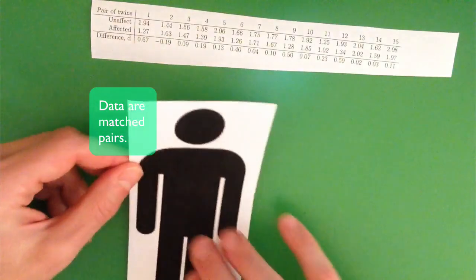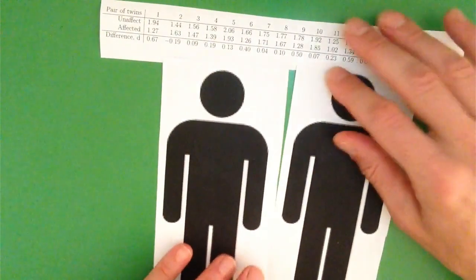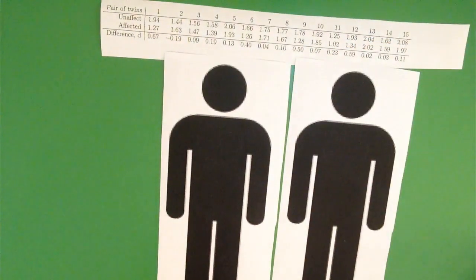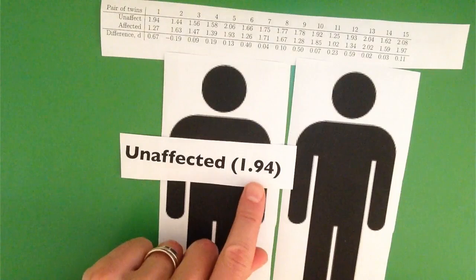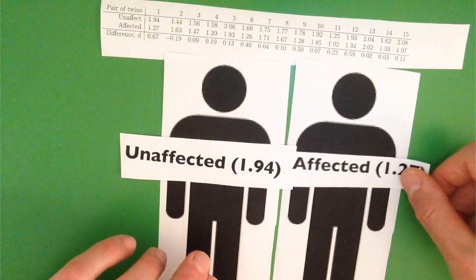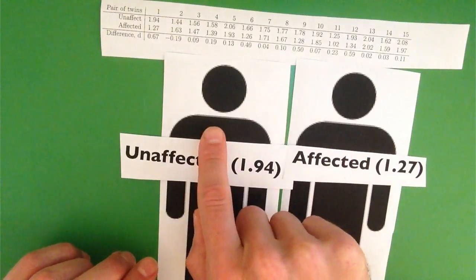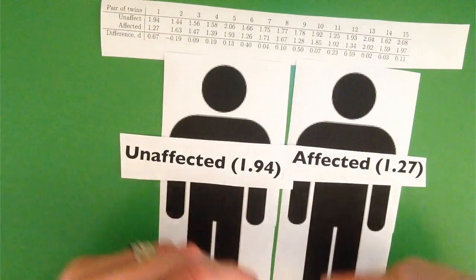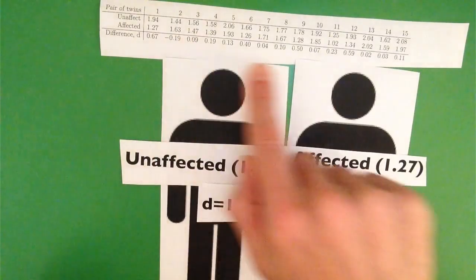This is an example of matched pairs data. So for example, in the first pair of twins, one twin is unaffected by schizophrenia. The other twin is affected by schizophrenia. So the unaffected twin has volume 1.94 cubic centimeters. The affected twin has volume 1.27 cubic centimeters. Since they're the same except that one is unaffected by schizophrenia and the other is affected, we can simply take the difference, 1.94 minus 1.27, and end up with 0.67. And instead of dealing with both measurements, we can just analyze the difference.